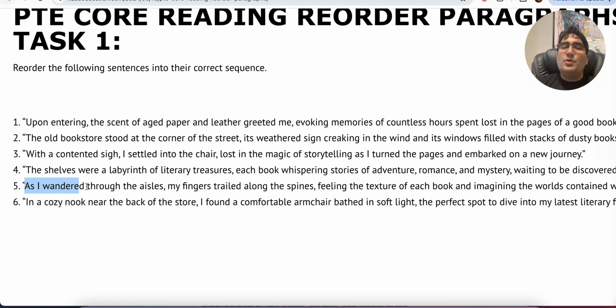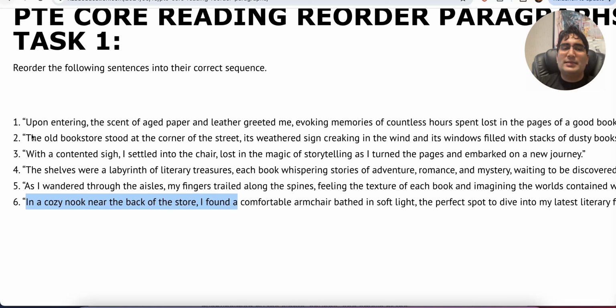Then it says, as I wandered. This is obviously second, third, fourth sentences because this is as you are doing a process. So it's not the introduction. Now look at this one. In a cozy nook near the back of the store, I found a comfortable armchair. So this is also very close to an intro, but we have this one that defines a bookstore, and this is talking about what you found at the back of the bookstore.